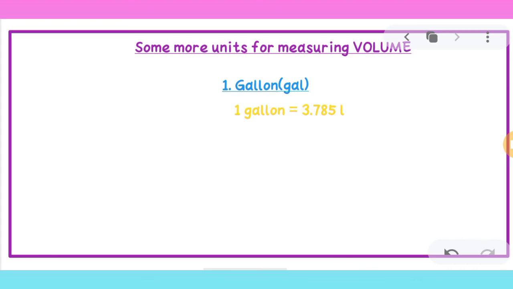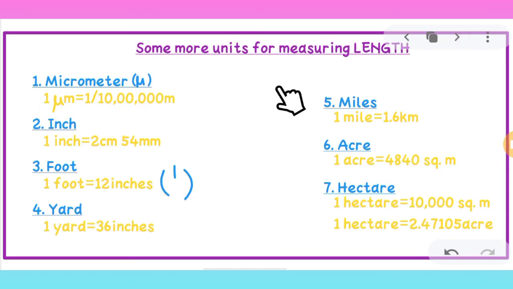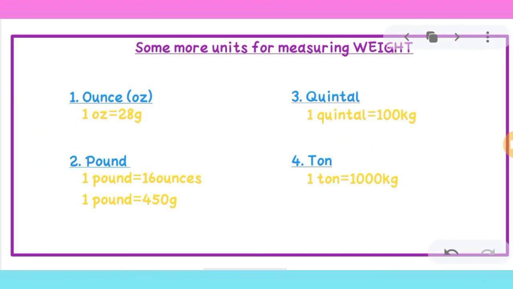But the international units for measuring length, weight, and volume are in this metric system only. These are the basic things, the common things. If you are using kilometer anywhere in India or outside India, it will be considered equal. So this is the international method. Apart from these, we have some more methods for measuring length, weight, and volume.